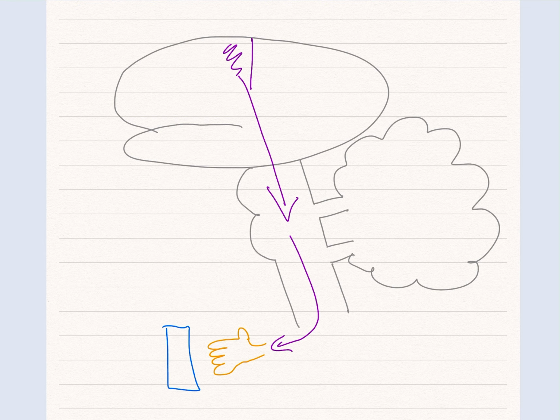So the way that works is it comes down off these tracks going down here, sends off collaterals into the cerebellum, which then goes to, I'm going to call this DCN, deep cerebellar nuclei.